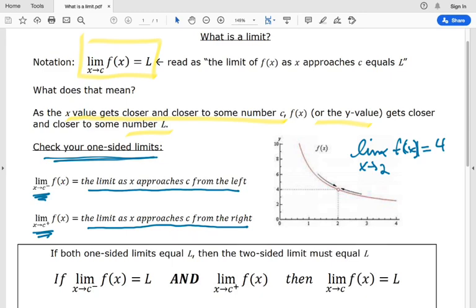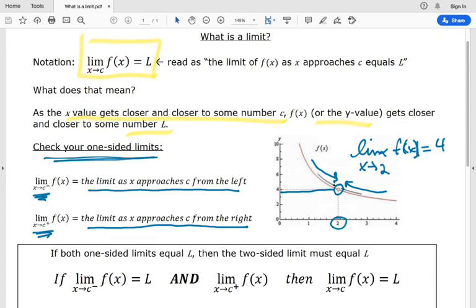So in our picture, we're looking to see what our graph is doing as you come from the left and from the right. From the left, we're seeing what the y value is doing, and from the right, we're seeing what the y value is doing. Luckily, this one is approaching the same y value. They're approaching 4, and that's why we would say the limit as x is approaching 2 of this function equals 4.